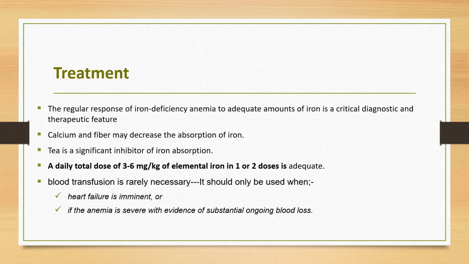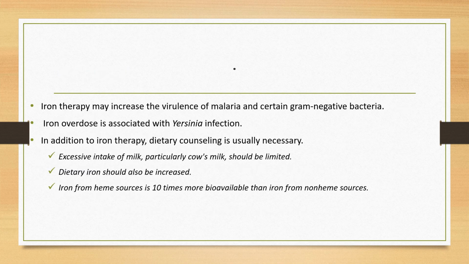Transfusion should only be used when heart failure is imminent or if the anemia is severe with evidence of substantial ongoing blood loss. Iron therapy may increase the virulence of malaria and also certain gram-negative bacteria. So it's better to delay iron therapy if a patient has active malaria or a gram-negative infection or sepsis. We can treat the malaria or gram-negative bacterial infection first, and supplement iron therapy later.